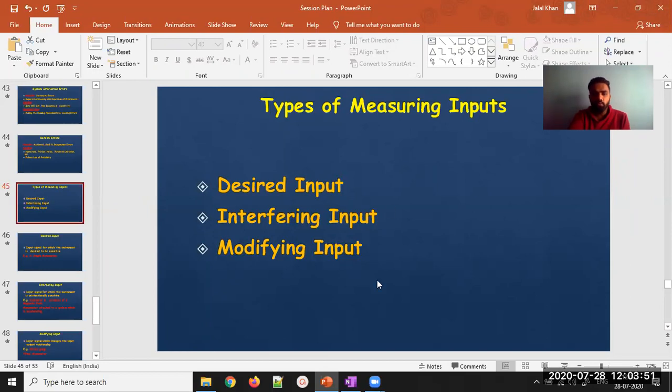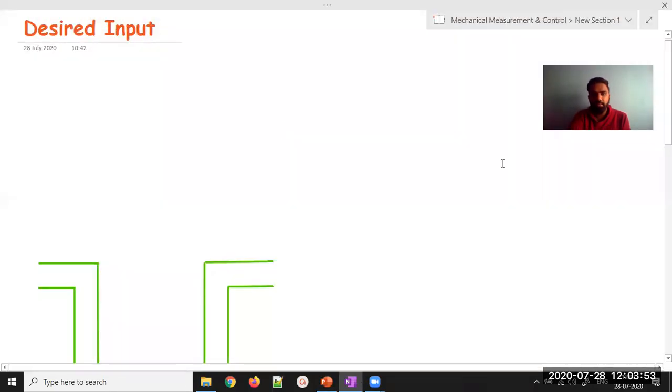Okay. So if we want to take desired input, I'll just take an example for you. What do you mean by desired input? If I want to define desired input, it is an input, or you can say a signal.